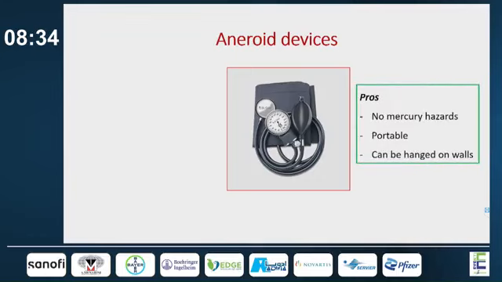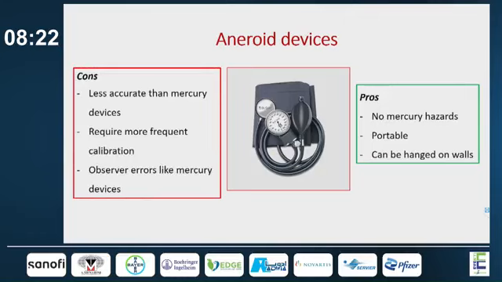The aneroid device carries the advantage of not containing mercury, thus there is no mercury hazard. It doesn't contain a liquid, so it can be hung on the wall, and it is a portable device. Yet because it uses the auscultatory method, it carries the disadvantage of observer errors and methodology errors. In addition, it is less accurate than mercury devices, and it requires even more frequent calibration.